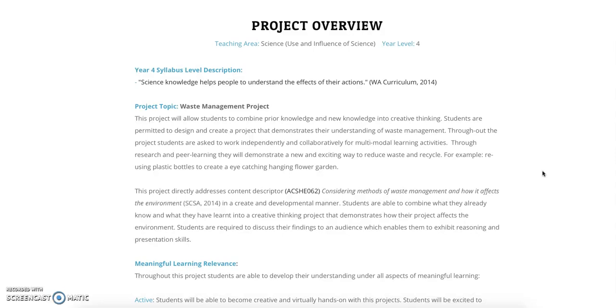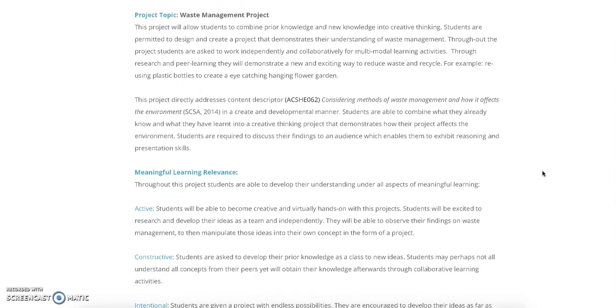This project directly assesses content descriptor ACSHE062 in a creative and developmental manner. Students are able to combine what they already know and what they have learned into a creative thinking project that demonstrates how their project affects the environment. Students are required to discuss their findings to an audience, which enables them to exhibit reasoning and presentational skills.